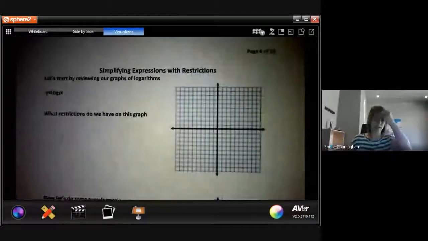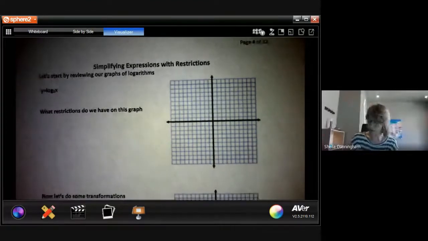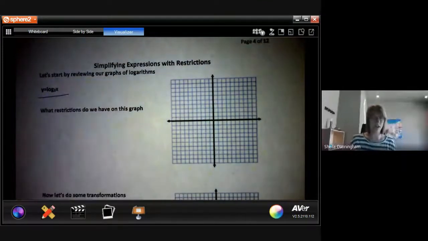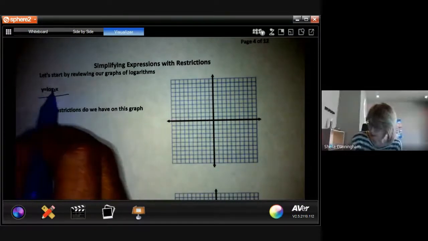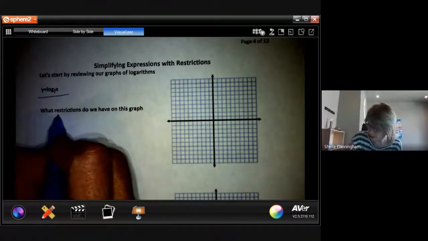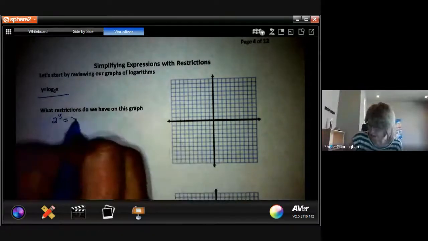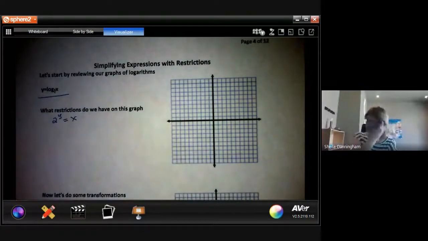Today we look at simplifying expressions with restrictions. So basically what we want to do is find out, like when we do a basic logarithm. If we go back and refresh our brain on a logarithmic function and what its graph is, if we had this basic logarithm, that was the same as saying 2, because my base is 2, my exponent is y, is equal to x, right?